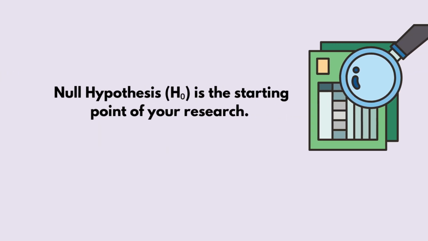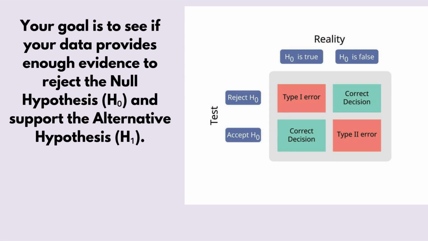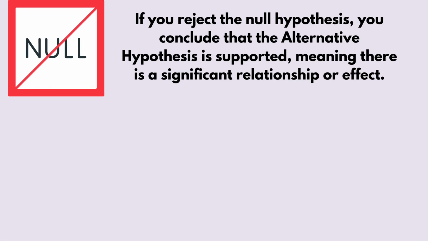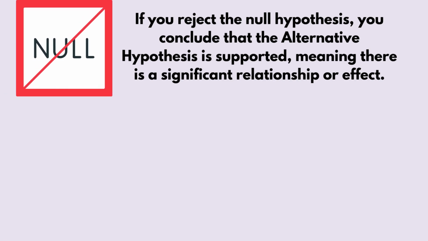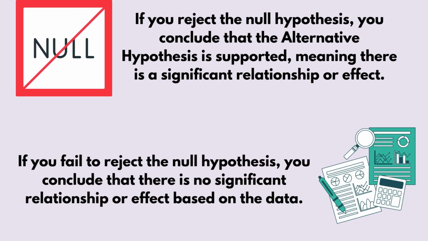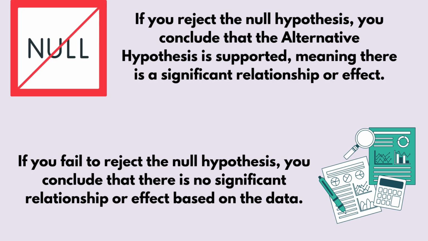Null hypothesis is the starting point of your research. Your goal is to see if your data provides enough evidence to reject the null hypothesis and support the alternative hypothesis. If you reject the null hypothesis, you conclude that the alternative hypothesis is supported, meaning there is a significant relationship or effect. If you fail to reject the null hypothesis, you conclude that there is no significant relationship or effect based on the data.